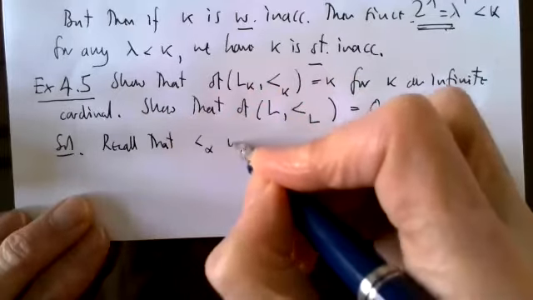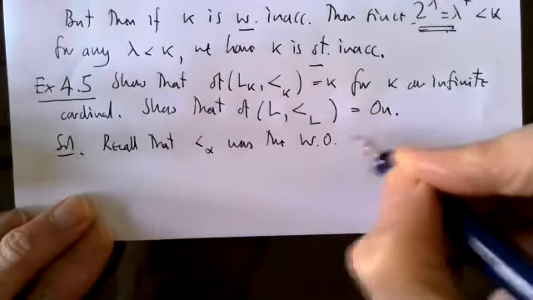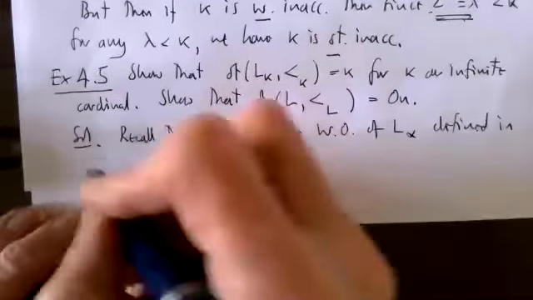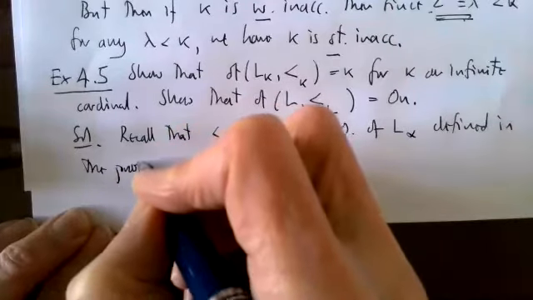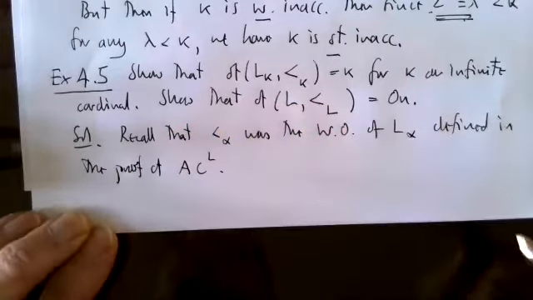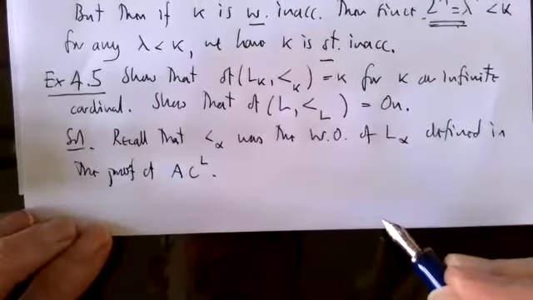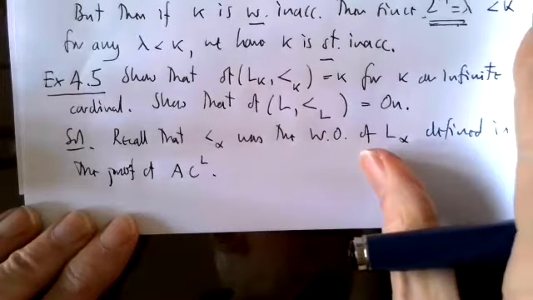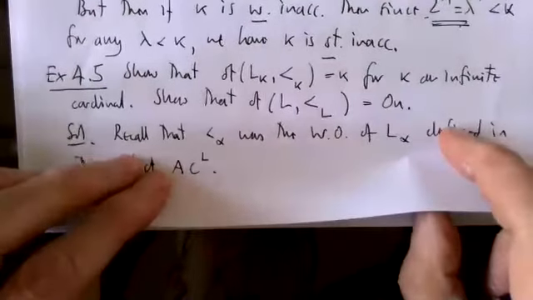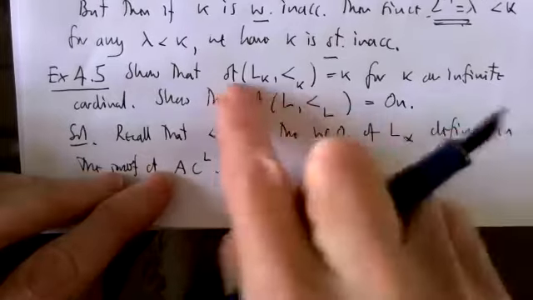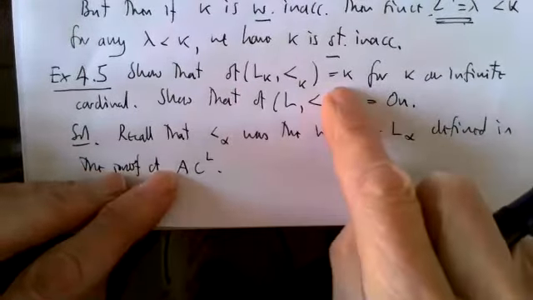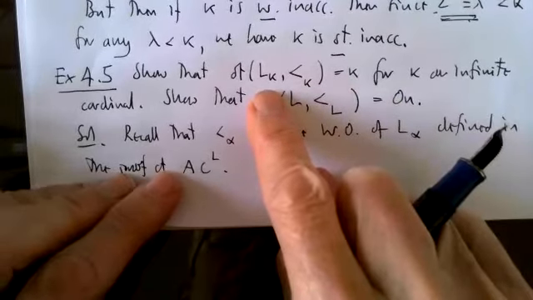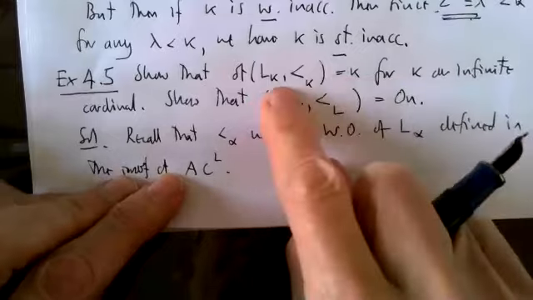So recall that less than sub alpha was the well order of L alpha defined in the proof of AC holding in L. Well, the fact that this order type is exactly kappa comes out of our calculations on the sizes of the L alphas. It kind of spins off our calculation on the sizes of L alphas.